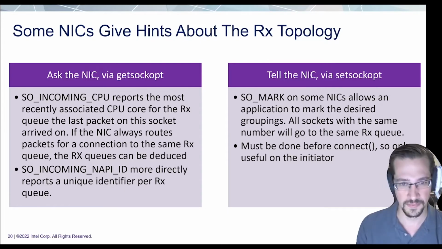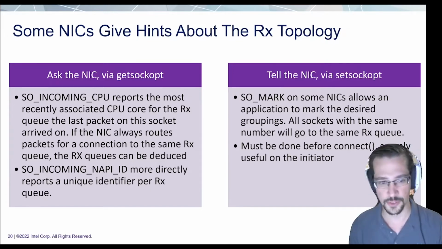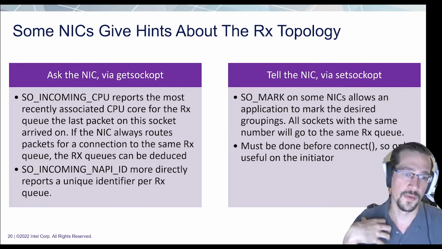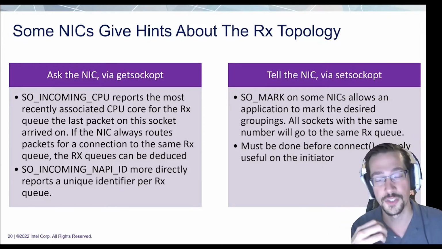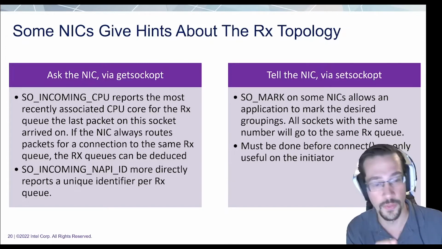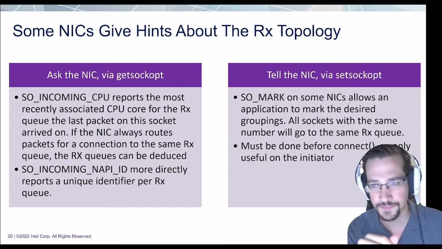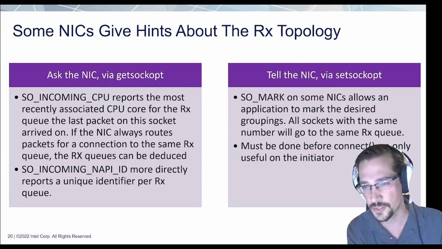It doesn't actually have any meaning. The number doesn't mean anything in terms of which RxQ it is on the NIC. You can't map it to a specific one using this API. But every unique NAPI ID is a unique RxQ, and so you can just group them by NAPI ID. And if a particular NAPI ID is only used from a single thread, then there's never any contention in the network stack. So those are the server-side APIs where we're accepting a connection, and we need to figure out what RxQ that connection is associated with. Those are the two methods you would use.